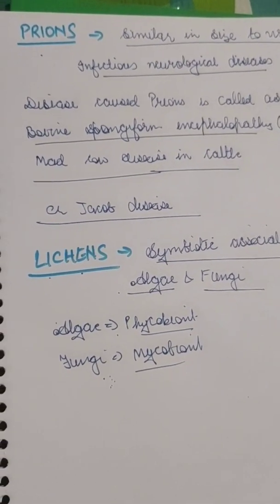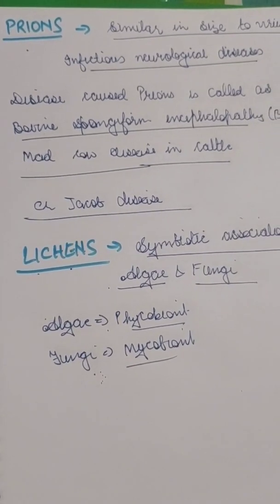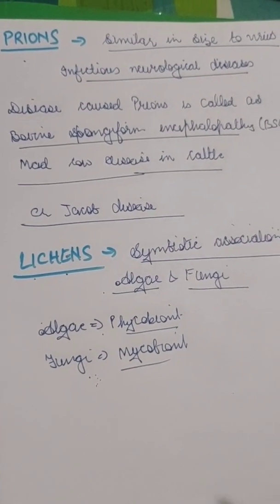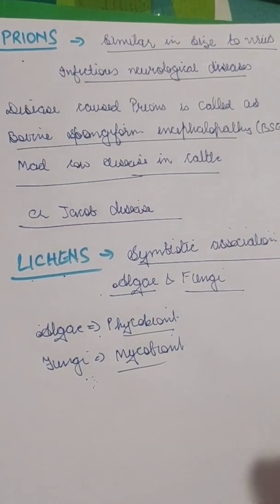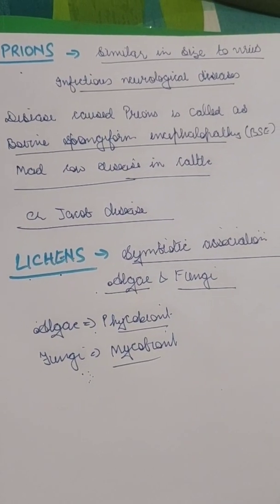So lichens are a symbiotic relationship in which the organisms are mutually benefited, and they are made up of algae and fungi. So with this we complete chapter number 2.